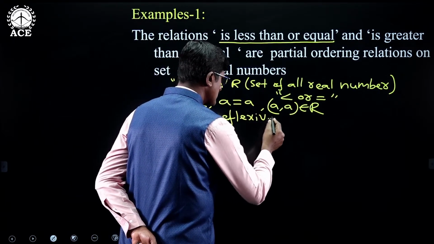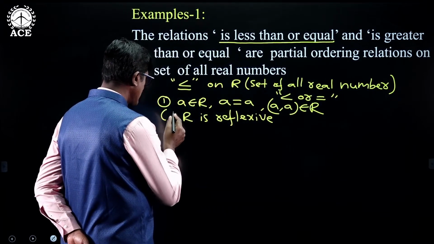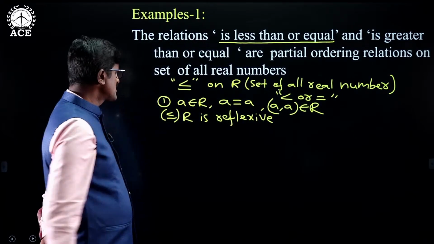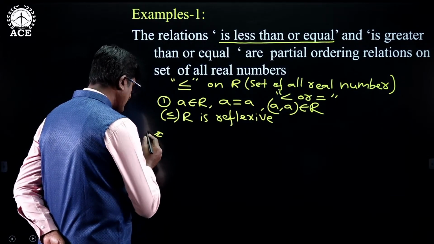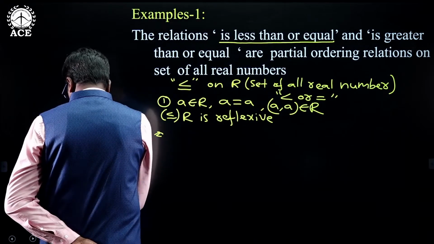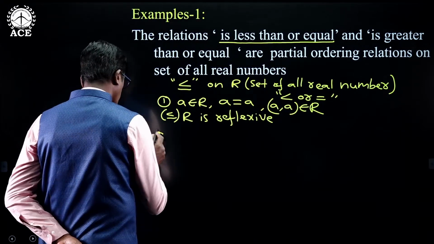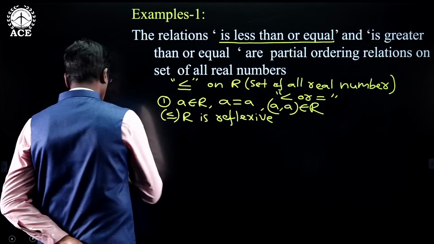The relation R is reflexive. What is the R relation here? Less than or equal to. The relation less than or equal to is reflexive. Next, I am going to verify whether it is antisymmetric or not.